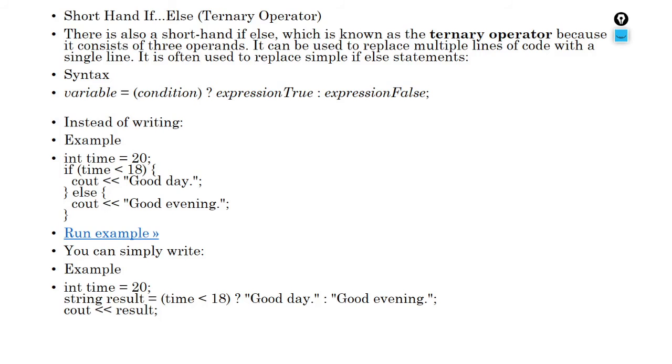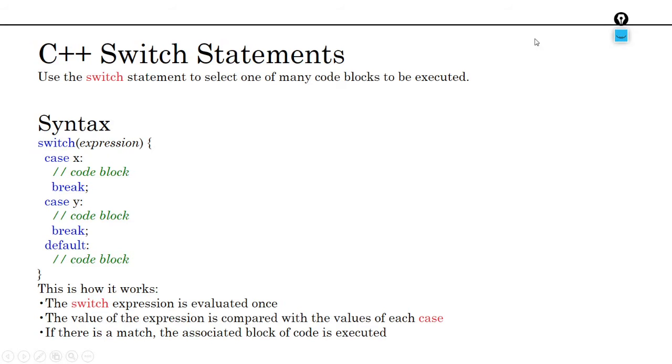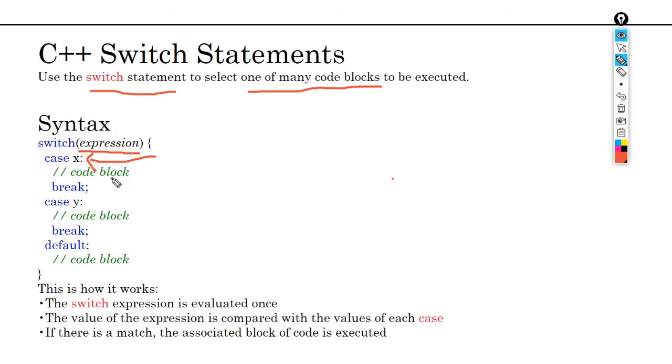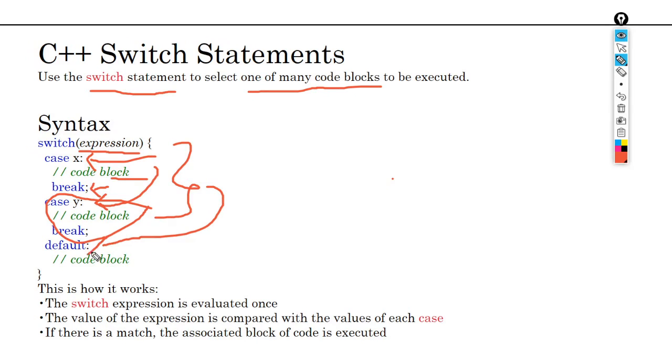Next is the switch statement. Switch is used to select one of many code blocks to be executed. Here the expression is given inside switch. It will check case 1. If it matches, then this will be executed, and then comes the break, which means it will stop this case over here. If it is not matched, then it will go and check the second case. If that is matched, then the second case is executed, and if none of the cases match, then by default it will execute the last block, that is the default case.